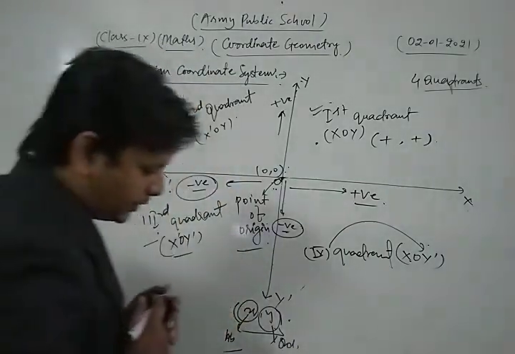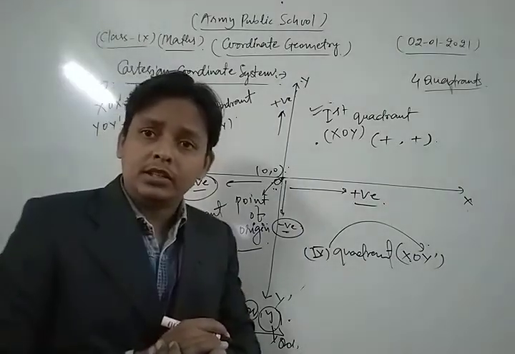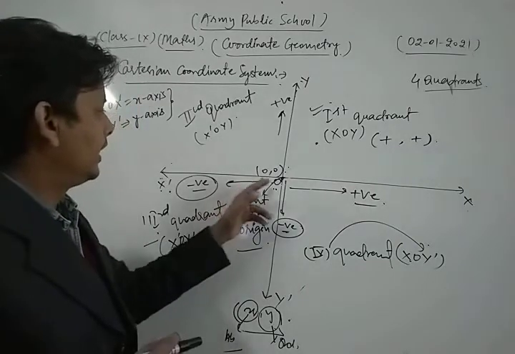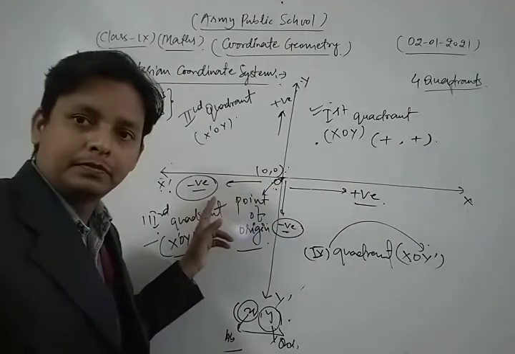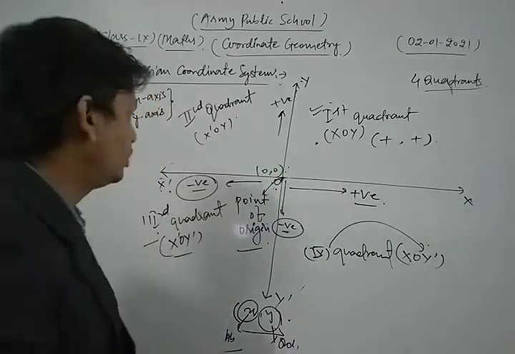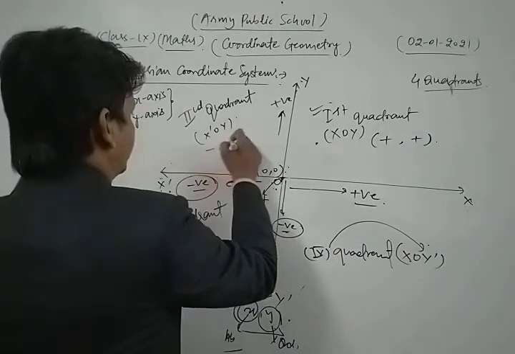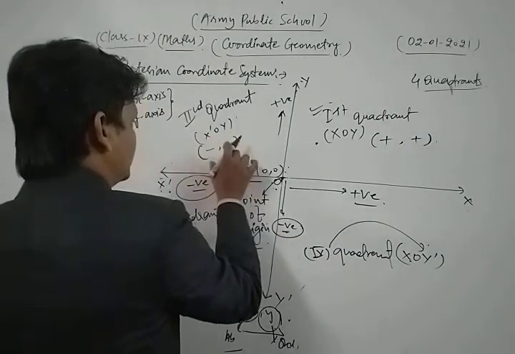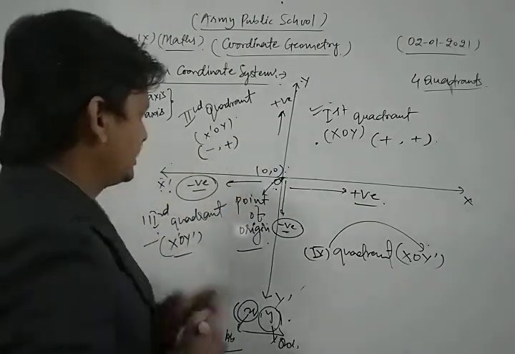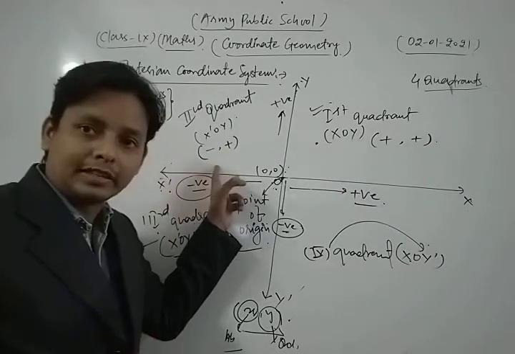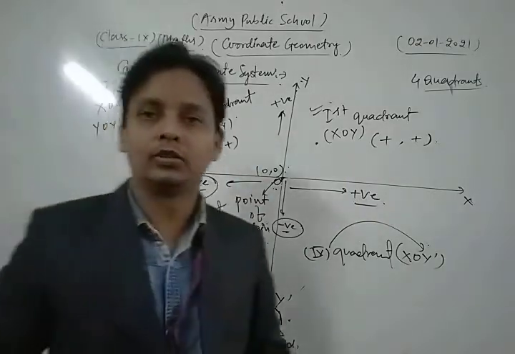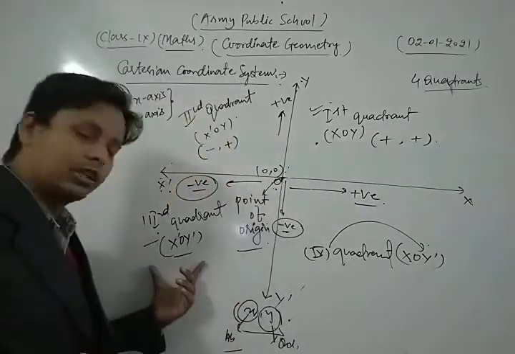Now in the second quadrant, dear students, abscissa is negative, but ordinate is positive. So in that quadrant, abscissa is negative but ordinate is positive. So here the sign of the coordinate is minus and plus. Minus sign shows that abscissa is negative in that quadrant, and plus sign shows that the ordinate is positive in that quadrant. Okay dear friends, now we discuss the third quadrant.